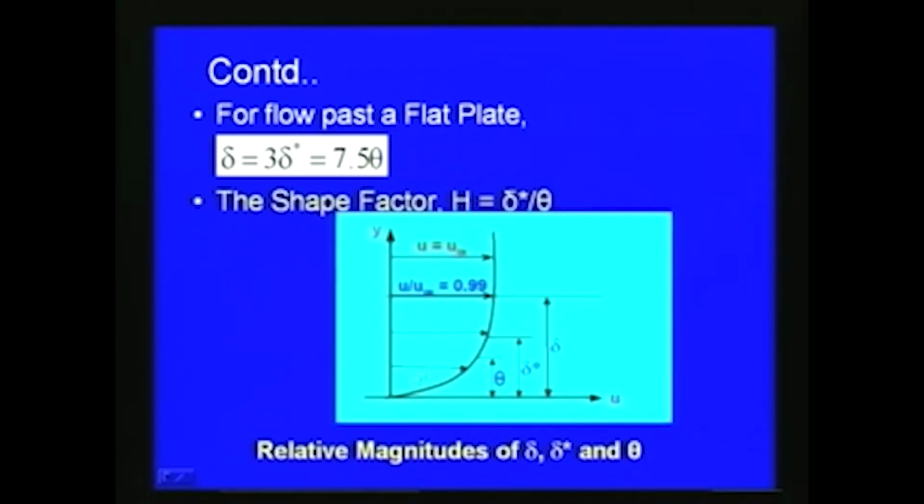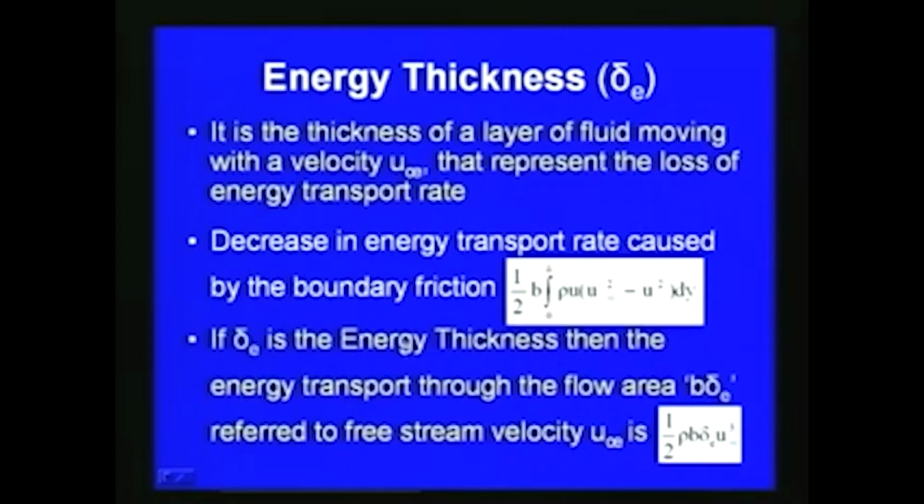So, if you plot the velocity variation with respect to the boundary layer depth y, we can plot this theta here, then delta star, and then this is the delta, the boundary layer thickness, this is the displacement thickness, this is the momentum thickness. So, the relative magnitudes of delta, delta star and theta are plotted here for a flow over a flat plate. So, this is about the parameters of momentum thickness or displacement thickness and the boundary layer thickness delta.